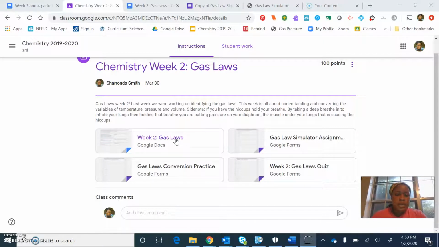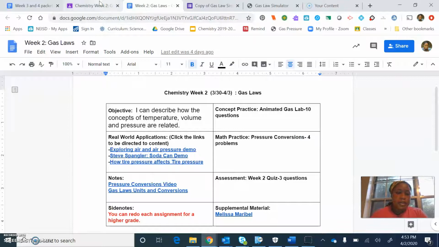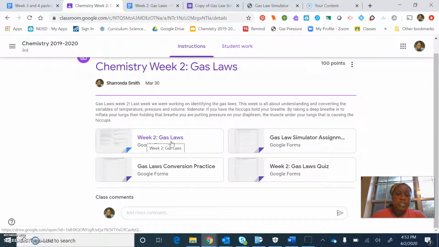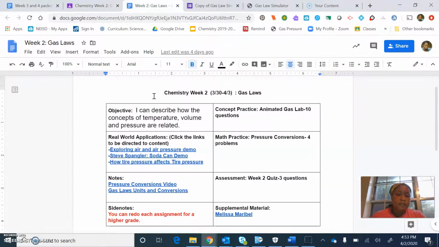I'm just going to do a quick overview of the assignments and how to do them. So the first thing we have here is our Chemistry Week 2 Gas Laws. This is just an overview of the assignments and the notes. So we have our objective, being able to describe the concepts of temperature, volume, and pressure, and how those three concepts or phenomena are related as it applies to gas laws.